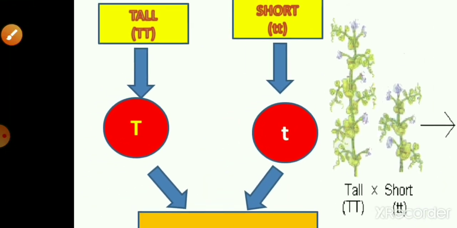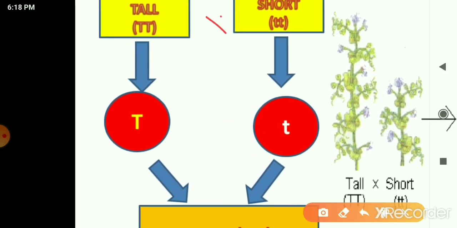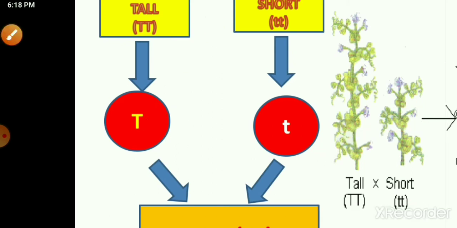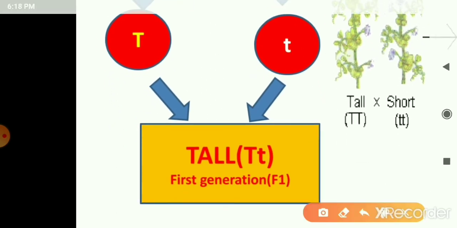Since he had crossed them, and it's sexual reproduction, it involves gamete formation. So the gamete that the tall parent plant produces will always carry only a factor for tallness, and the gamete that the short parent produces will have a factor for shortness. He stated that the factors will pair up again, and this pairing occurs during fertilization.